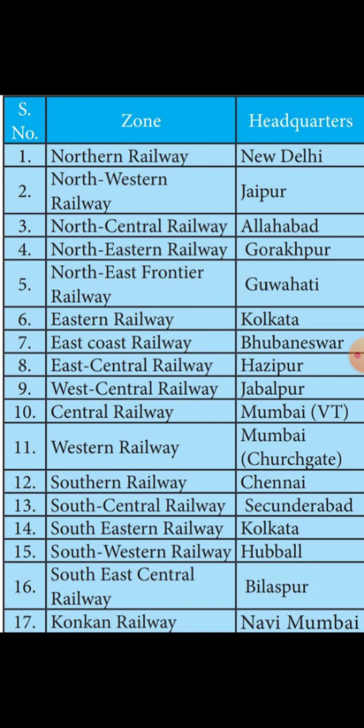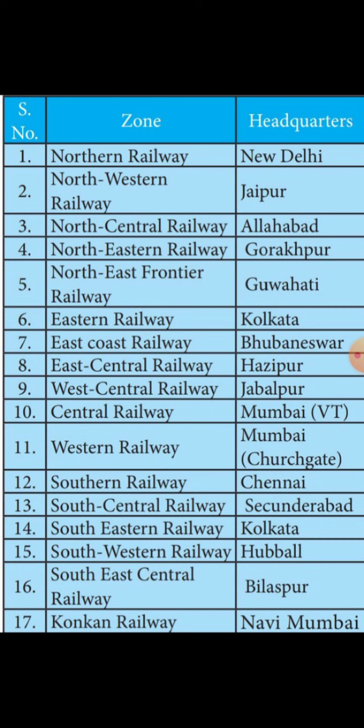Southern Railway, Chennai. South Central Railway, Secunderabad. South Eastern Railway, Kolkata. South Western Railway, Hubli. South East Central Railway, Bilaspur. And the last one is Konkan Railway. The headquarters is Navi Mumbai.